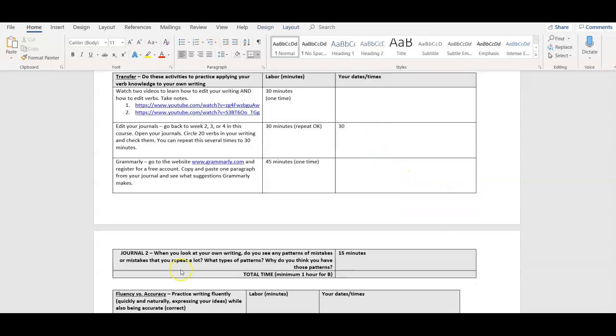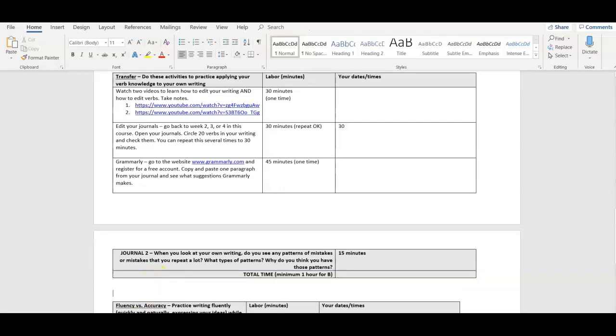Again, you would record. And then you would have journal two. So you would go ahead and type journal two. It says, when you look at your own writing, what patterns of mistakes do you see, or mistakes that you repeat a lot? What types of patterns and why do you think you have those patterns? So this is another question for you to write about for 15 minutes. And again, you can put it right here in this document or you can create a new document and upload several of those for your journal.